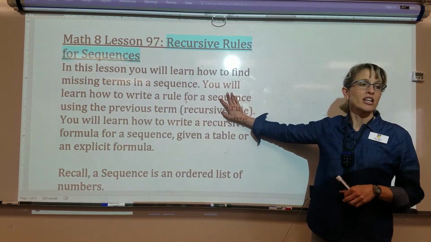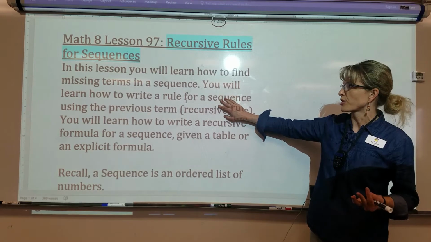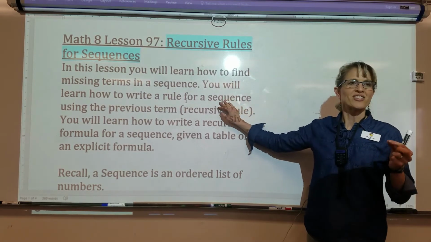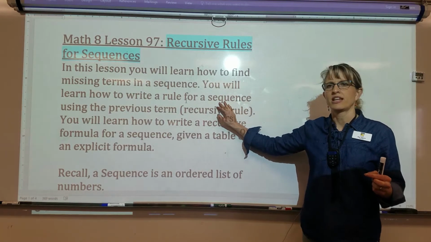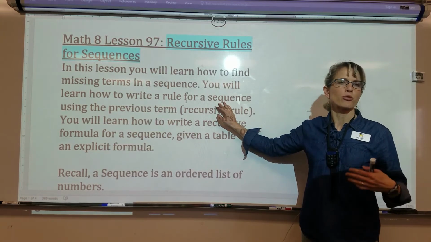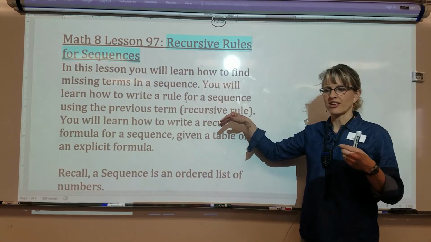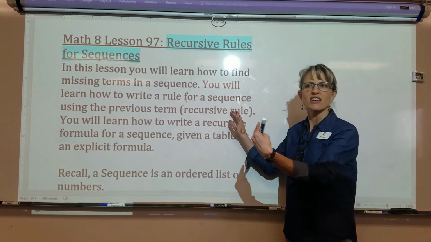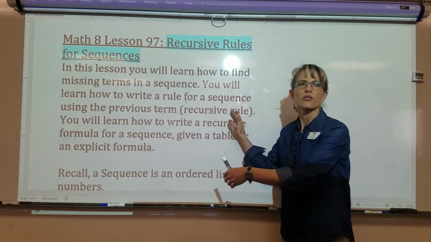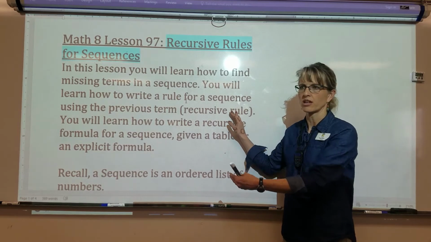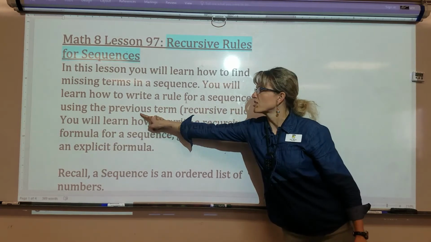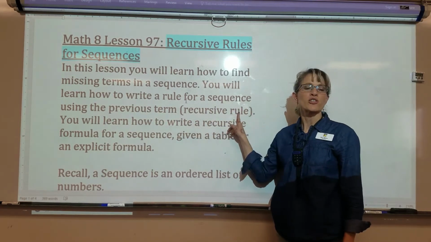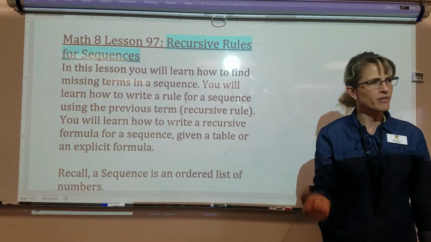Today we're going to learn how to find missing terms in a sequence. We're going to write a rule for a sequence. What's different about today is, instead of using an explicit formula like the nth term times 3, we're going to say it's the previous value plus something, or the previous value times something. And when we use the previous term, that makes it a recursive formula. What kind of formula?